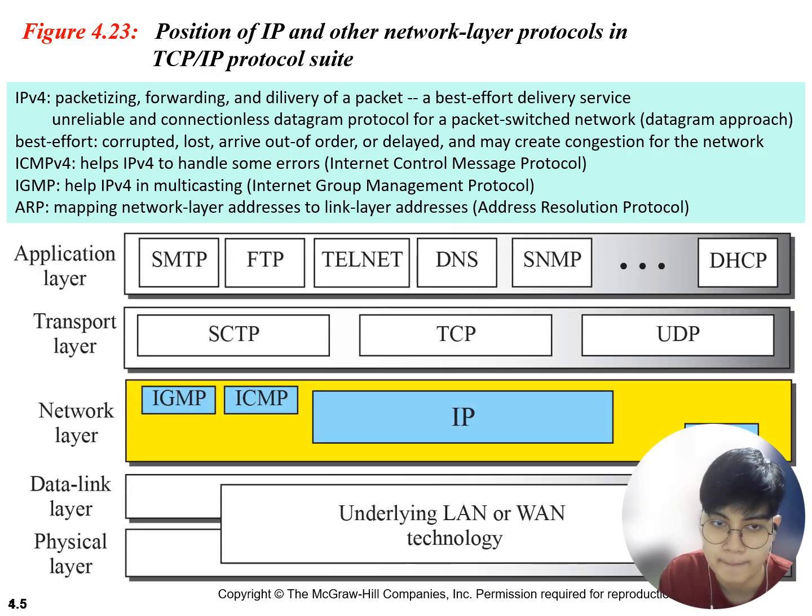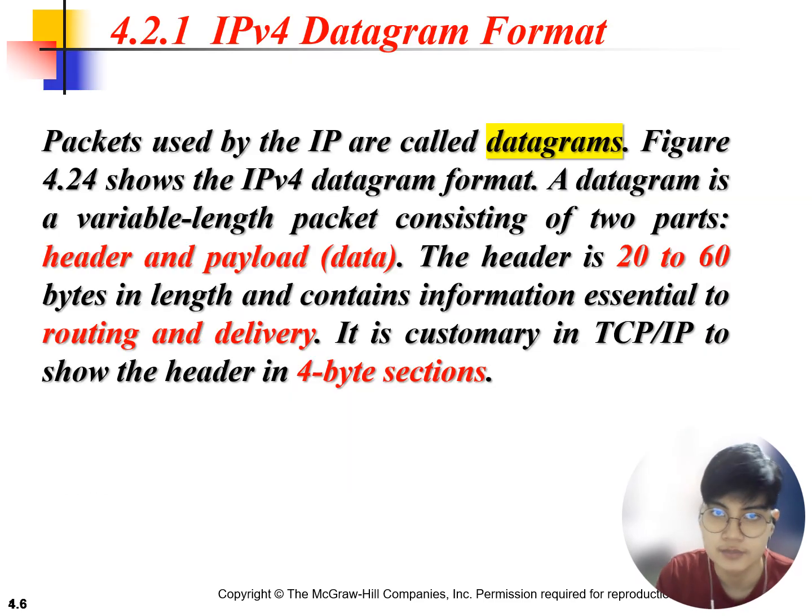Above the network layer are the transport and application layers, and below are the data link and physical layers. We use IP for the packets of the network layer. IP version 4 datagram format. Packets used by the IP are called datagrams. Figure 4.24 shows the IP version 4 datagram format.